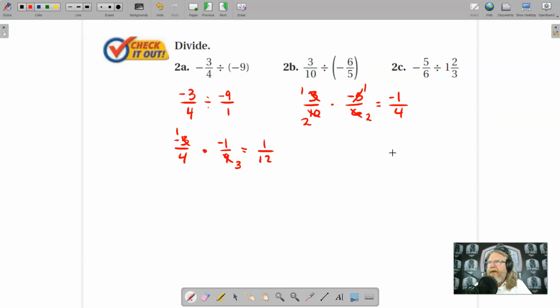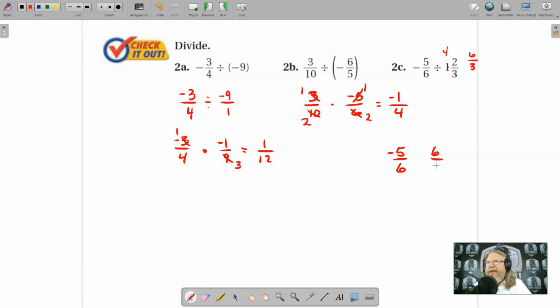And the last one does have a mixed number in it, so we'll go ahead and work that one. So let's do negative 5 over 6. I'm just throwing that negative sign up there into the numerator. And here I need to change this mixed number to an improper fraction. So 3 times 1 is 4 plus 2 equals 6. And the denominator stays the same. So that's 3.